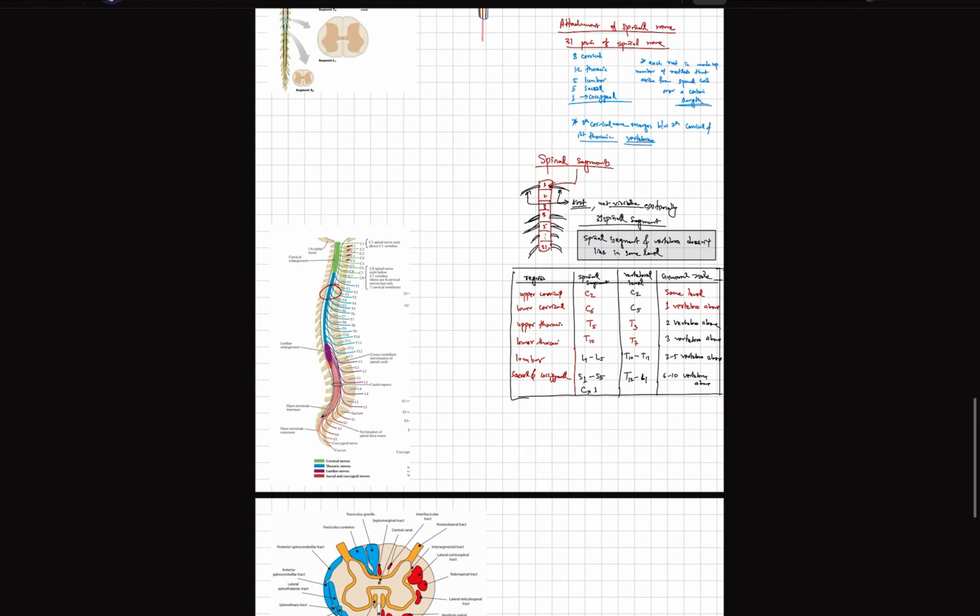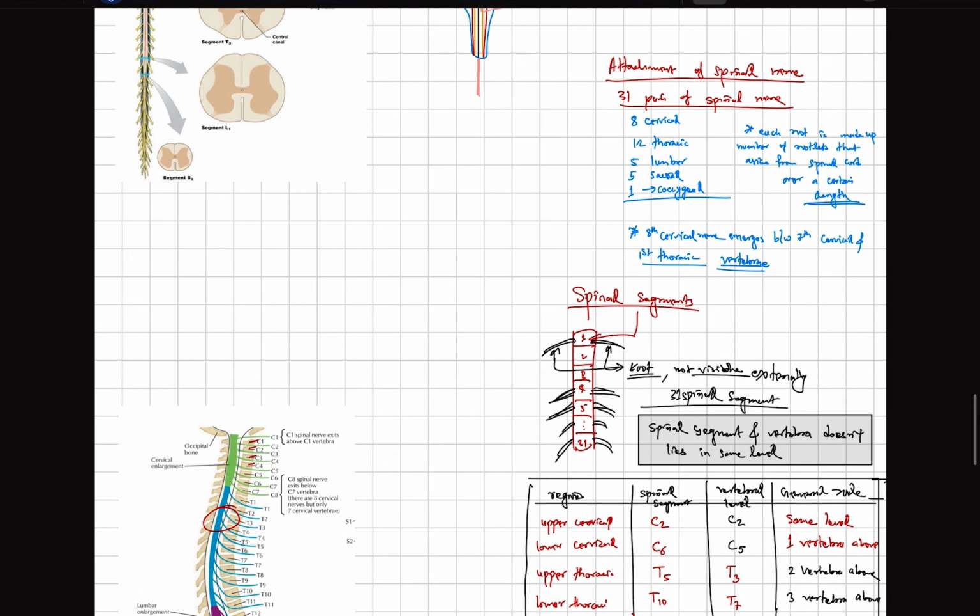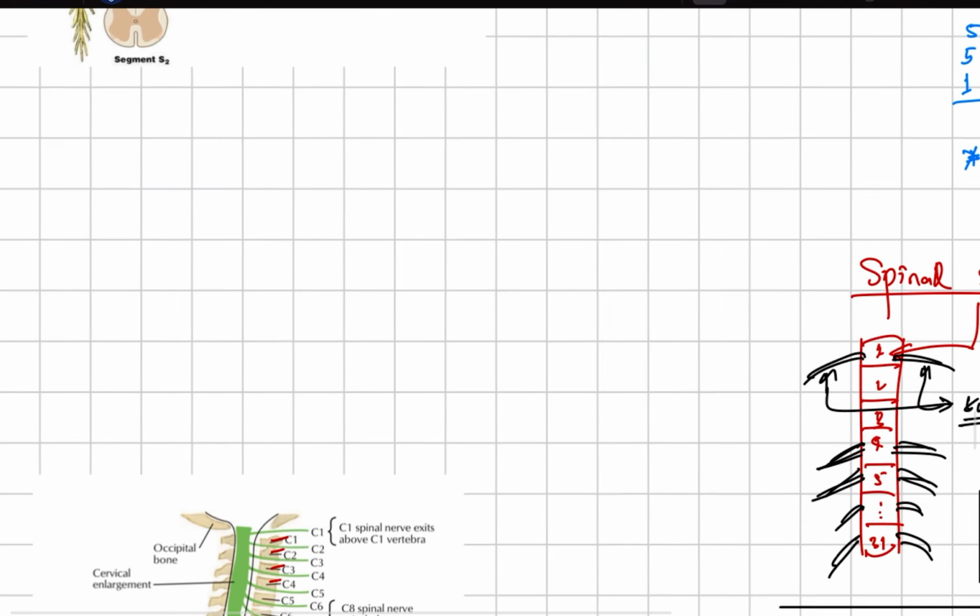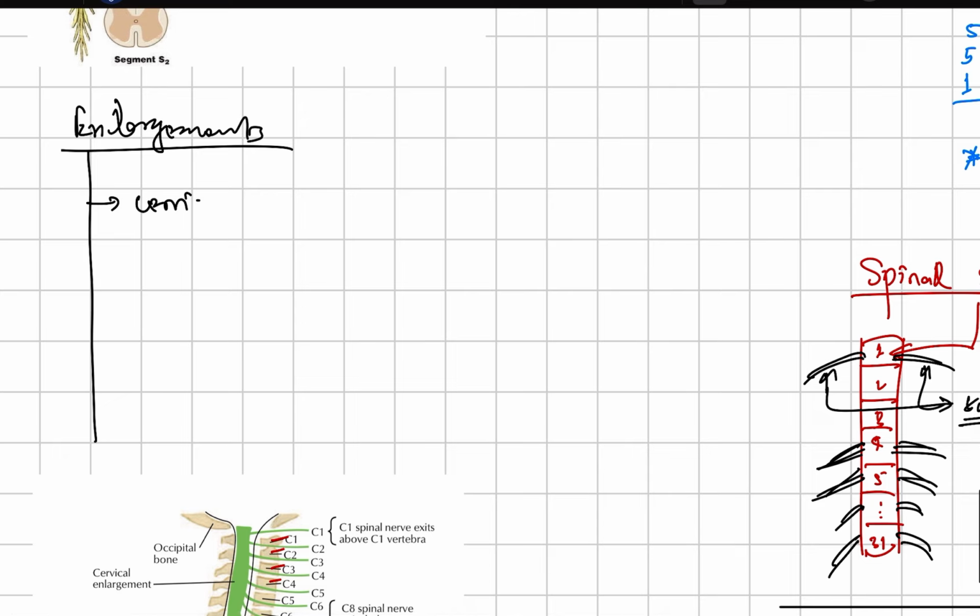Now we are moving on to the enlargements. There is not much about the enlargements. There are two enlargements, as we also discussed initially: the cervical enlargement, and the other one is the lumbar enlargement.